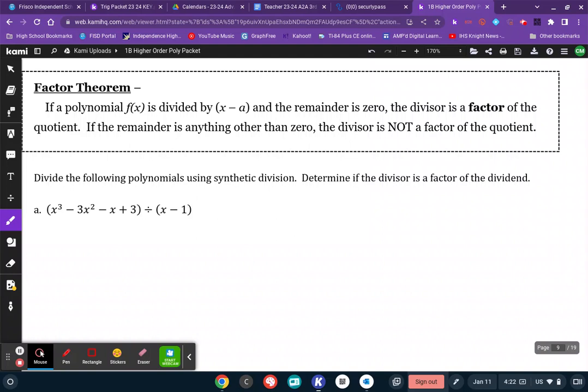So let's go ahead and set up our synthetic division. x minus 1 is the factor. That means the root would have to be positive 1. List my coefficients. Make sure I have all powers of x accounted for. Nothing's missing. Draw a line, bring down the first coefficient, and now start to multiply and add.